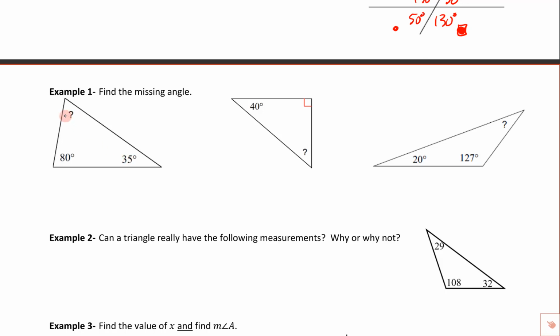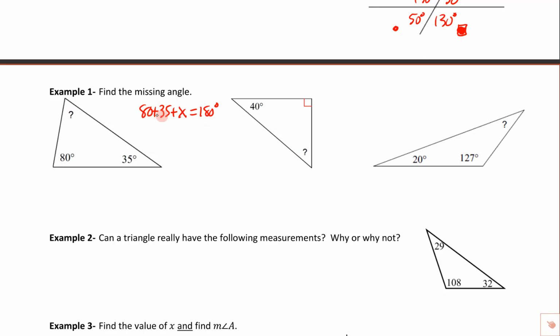Well, there's 180 degrees on the inside of a triangle, so one way that we could do this is we could say, look, I've got 80 degrees, I've got 35 degrees, and I don't know what this one is right here. I'm going to use an X to represent it. But I do know that I have 180 degrees altogether. So we're going to add all three of these up and set them equal to 180 and then solve.